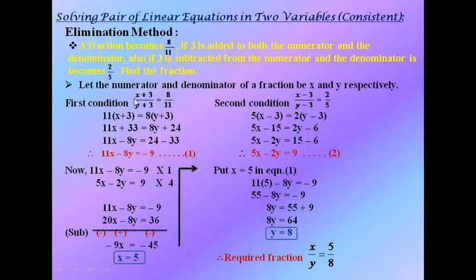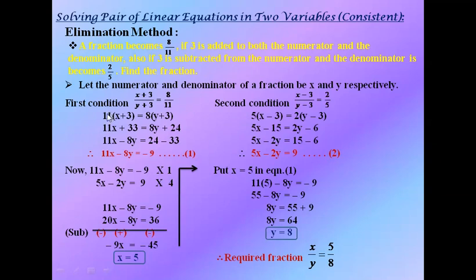The first condition: if you add 3 to the numerator and denominator, the fraction becomes 8 by 11, means x plus 3 by y plus 3 is equal to 8 by 11. According to the second condition, if 3 is subtracted from the numerator and denominator, the fraction becomes 2 by 5. That can be represented as x minus 3 by y minus 3 is equal to 2 by 5.